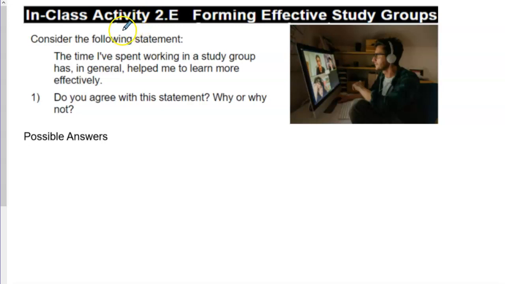Consider the following statement. The time I've spent working in a study group has in general helped me to learn more effectively. Do you agree with this statement? Why or why not? I want you to pause this video and think about this question and think about what you have been able to do with study group and write down some possible answers, and we will discuss the details later on.